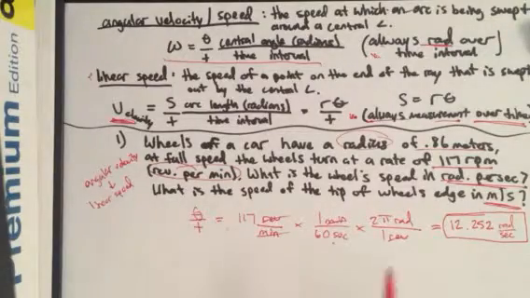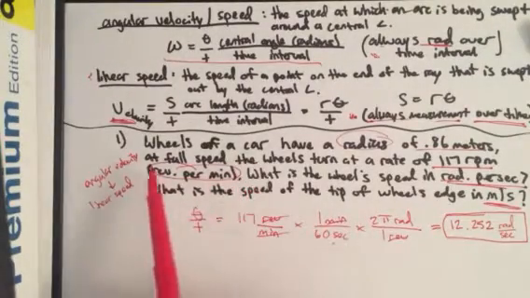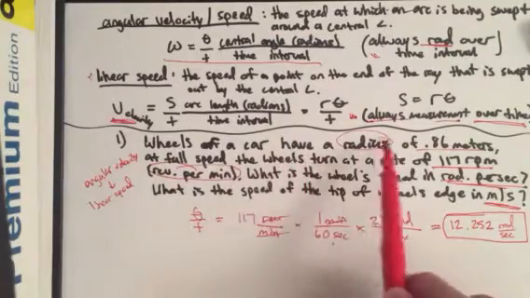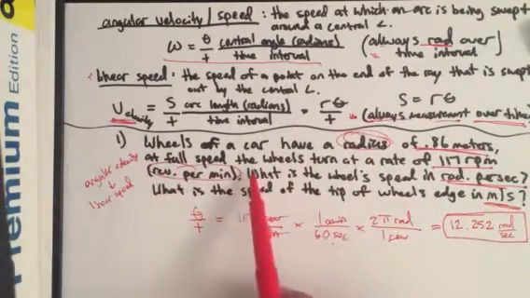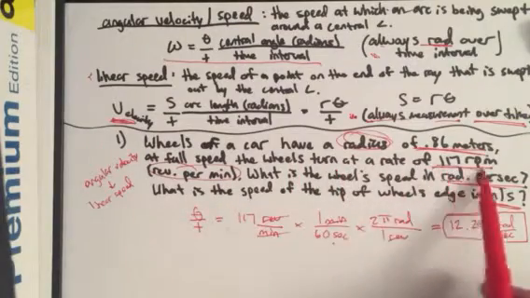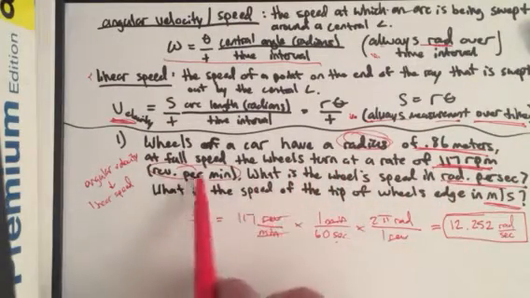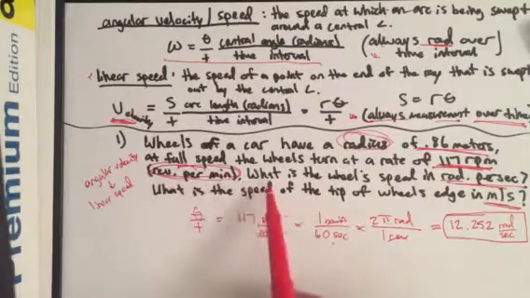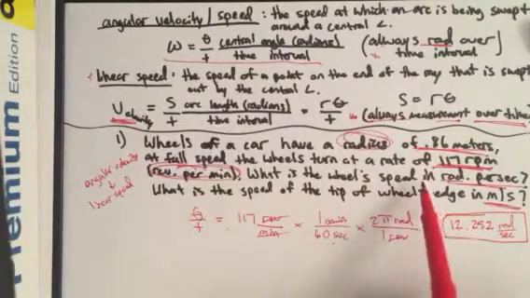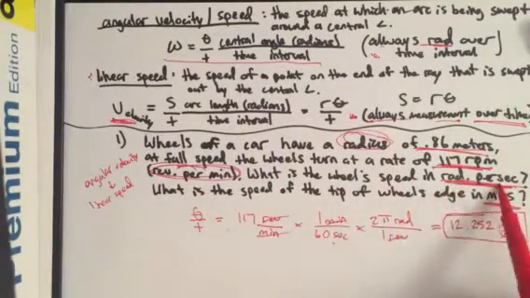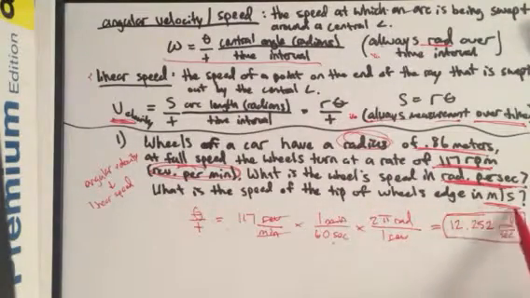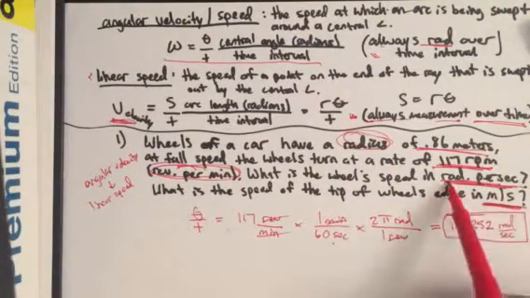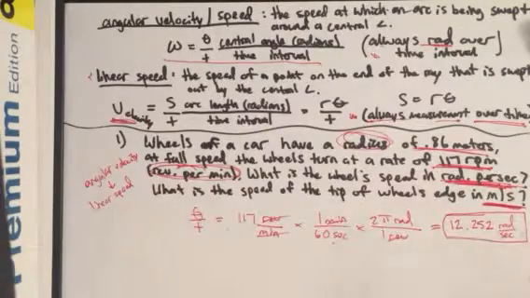Alrighty, on to the word problem. So wheels of a car have a radius of 0.86 meters. At full speed, the wheels turn at a rate of 117 revolutions per minute. What is the wheel's speed in radians per second? And then what is the speed of the tip of the wheel's edge in meters per second? All right, two different steps here.